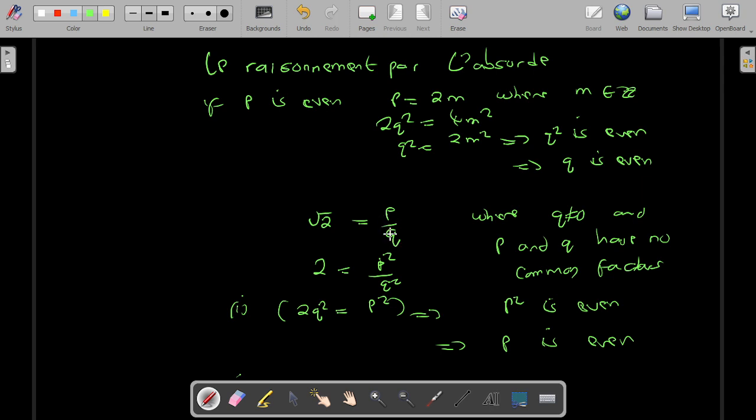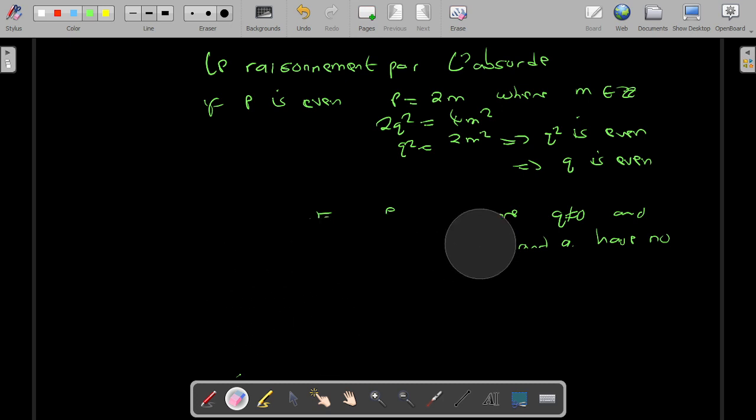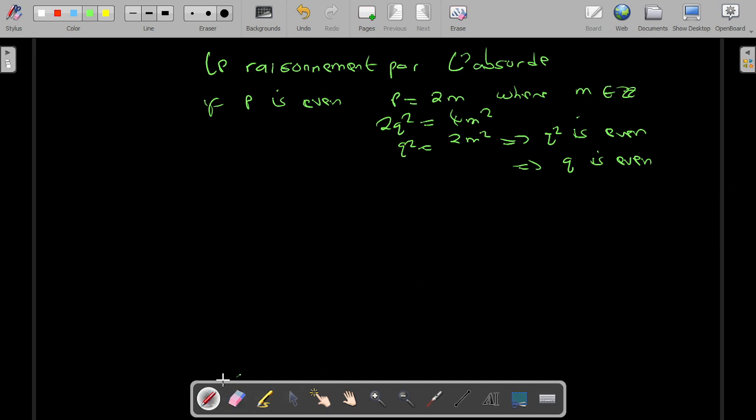So if both p and q are even, it means they have a common factor, which is going to be the 2. But here we supposed that p and q have no common factors. So we've arrived at a contradiction. Because both p and q are even, this is going to be our contradiction.